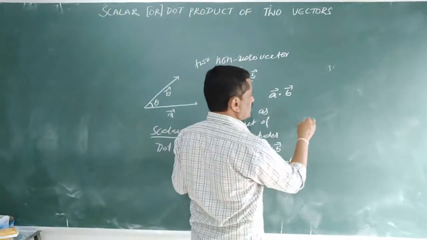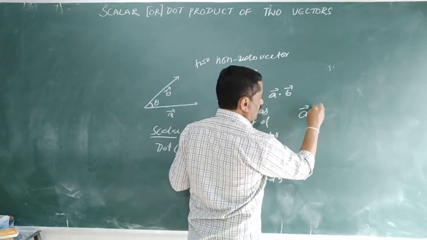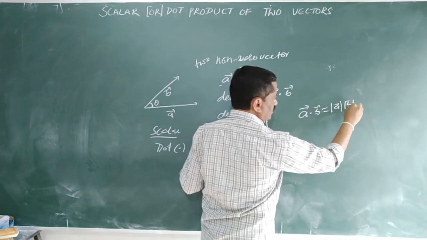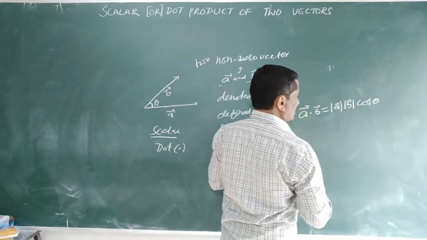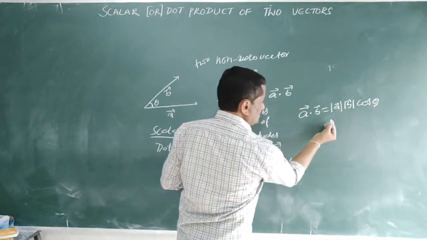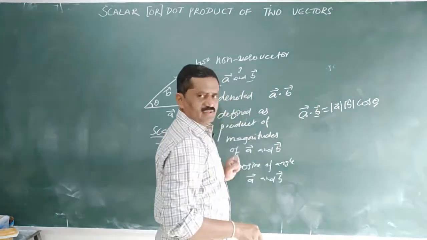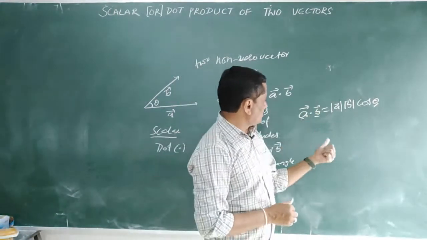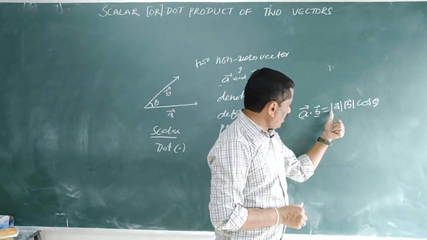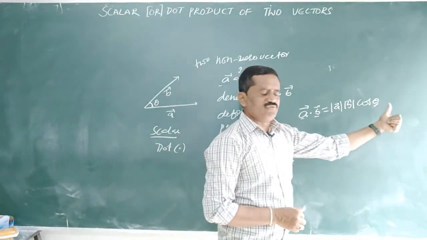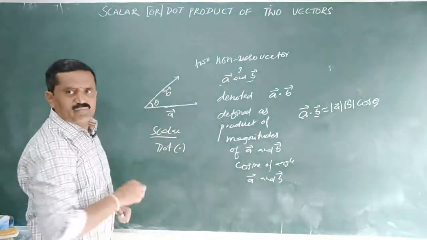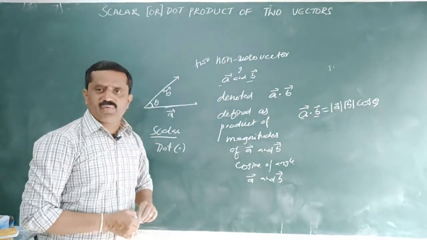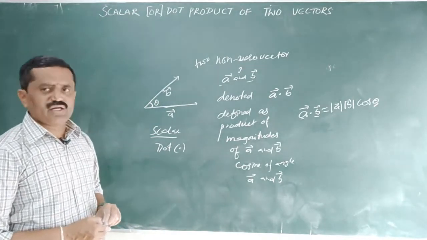Symbolically, it is denoted as A bar dot B bar is equal to magnitude of A bar into magnitude of B bar into cos theta, where theta is the angle between A bar and B bar. Okay, so you should remember this formula, that is A bar dot B bar is equal to magnitude of A bar into magnitude of B bar into cos theta.